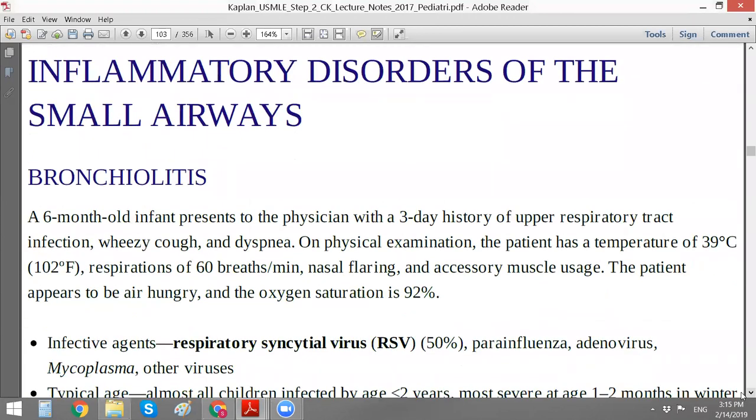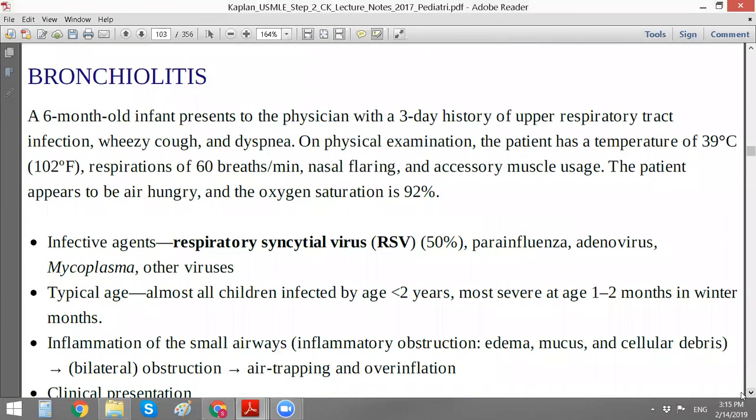Then we have an inflammatory disorder of the small airways, bronchiolitis. A 16-month-old infant presents with 3 days of upper respiratory tract infection, wheezy cough, and dyspnea. On physical exam, the patient has a temperature of 39, 102 degrees Fahrenheit, and respiration of 60 breaths per minute. That's tachypnea, with nasal flaring and accessory muscle use. The patient appears air hungry and the oxygen saturation is 92%.